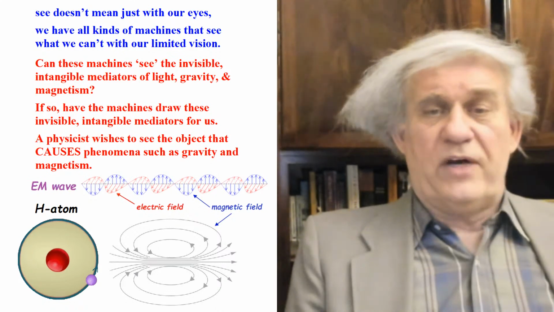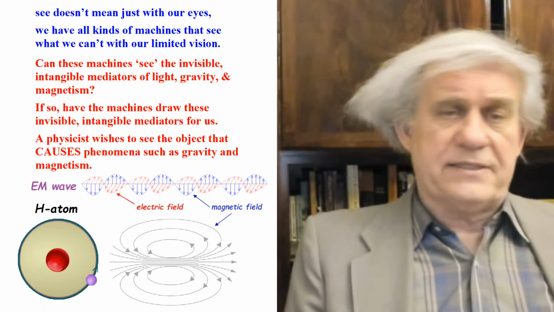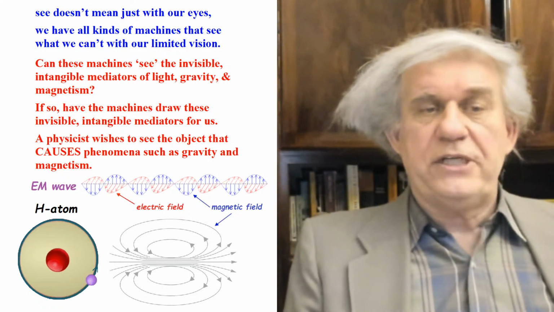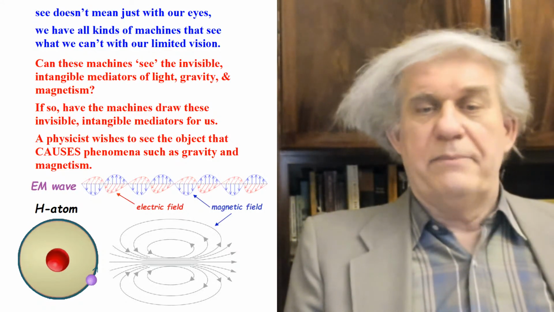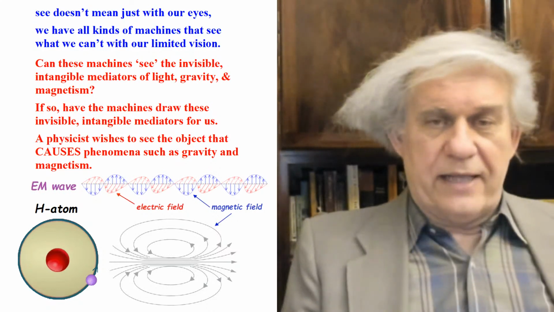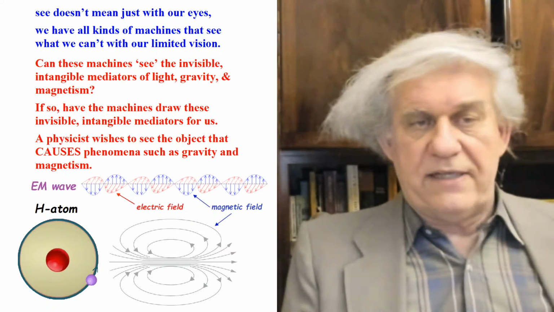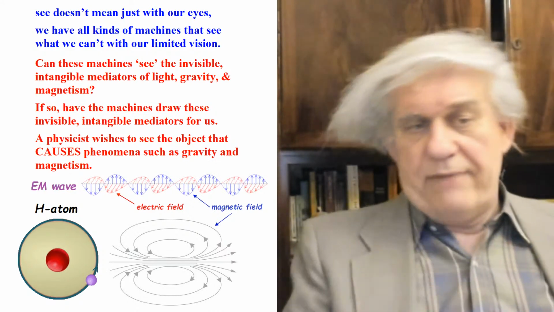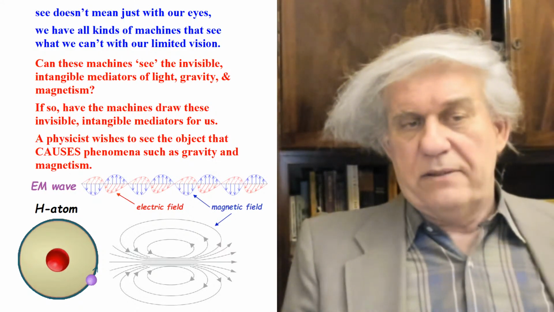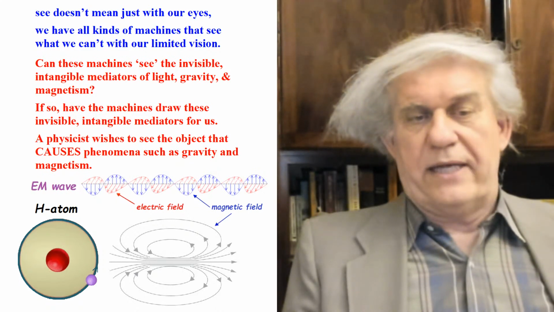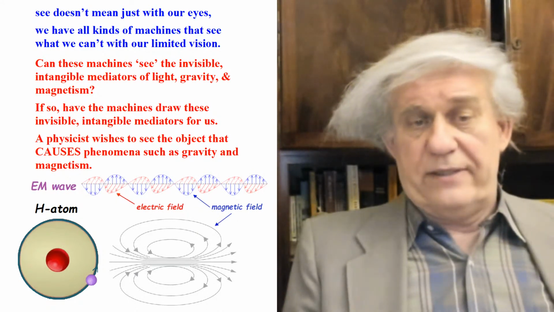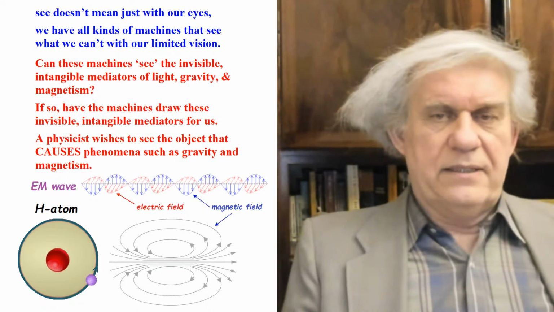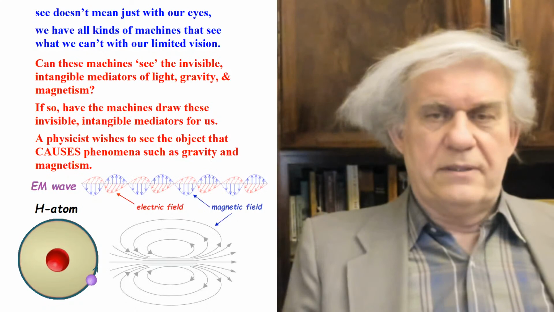Okay, this fellow is also on observation. He says, see doesn't mean just with your eyes. Aha. We have all kinds of machines that see what we can't with our limited vision. Okay, so here's my answer. Can these machines see the invisible, intangible mediators of light, gravity, and magnetism? There you have them on the bottom. You have an atom, you have light, which is known as an electromagnetic wave, you have a magnetic field there. Can these machines see these invisible, intangible things?